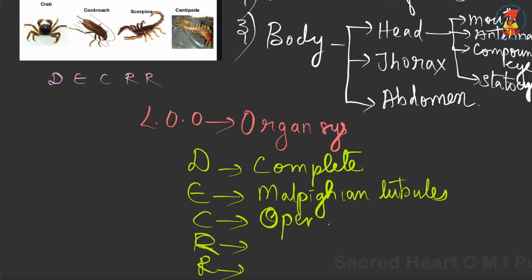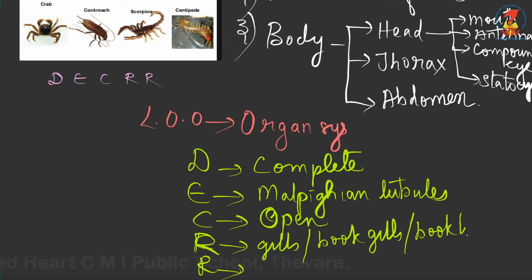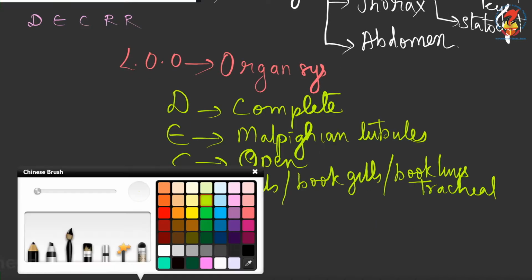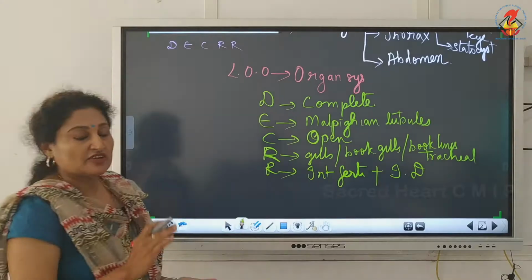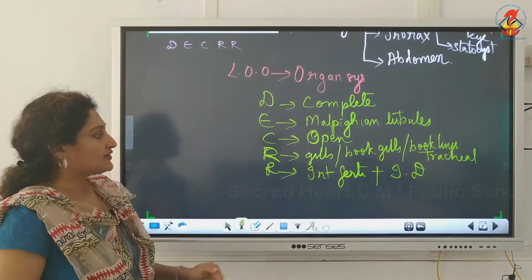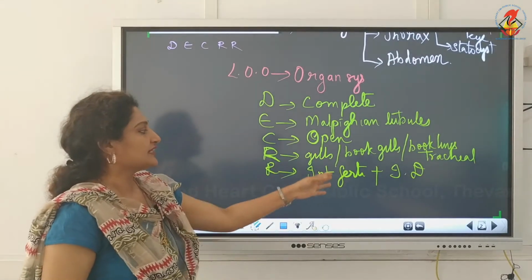Circulation, they have the open circulatory system. Then respiration is by gills or book gills or book lungs, or, as you have learnt in lower classes, the tracheal system. And lastly, reproduction, it shows internal fertilization. So I told you if it's internal fertilization, what should be the development? If it's internal fertilization, it should show direct development, but here it shows internal fertilization with indirect development.